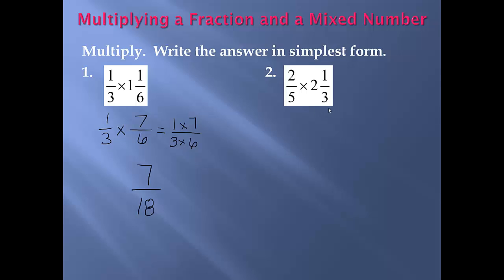So our first step is to write 2 1/3 as an improper fraction. So we'll have 3 times 2, which is 6, plus 1 is 7. So we'll have 7/3. So we have 2/5 times 7/3. Now we can go ahead and multiply our numerators, 2 times 7, and we can multiply the denominators, 5 times 3.